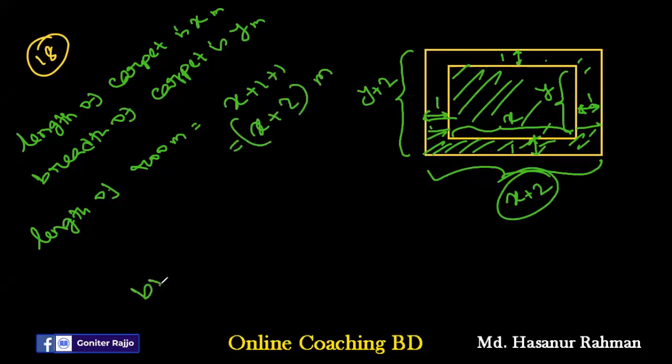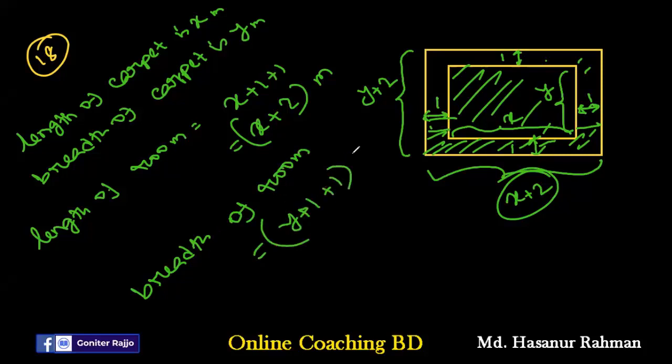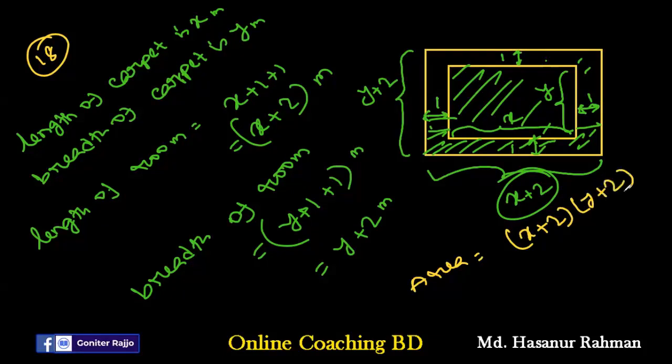Similarly, what will be the breadth? Breadth of the room will be y plus 1 meter, so that is y plus 2 meter. So what will be the area right now? The area will be x plus 2 into y plus 2. So the area of the room will be x plus 2 into y plus 2 square meter. And that is the solution of number 18.